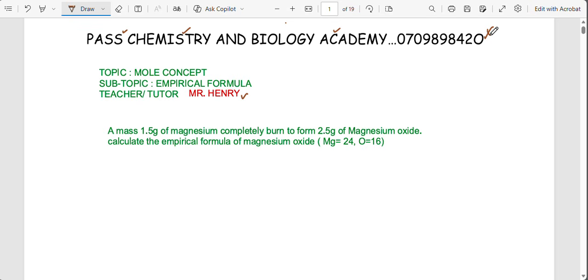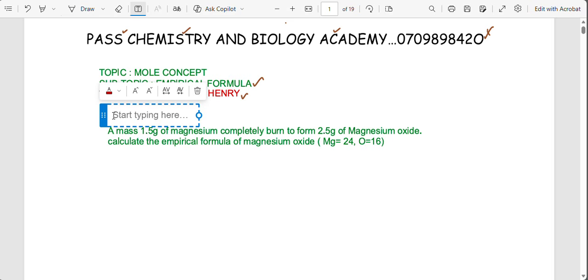So today we are going to handle a topic known as mole concept, under the subtopic that we are calling the empirical formula. First and foremost, whenever we open a new topic, it's good to have a highlight of what it means. So what is empirical formula? That's what is going to be answered first.